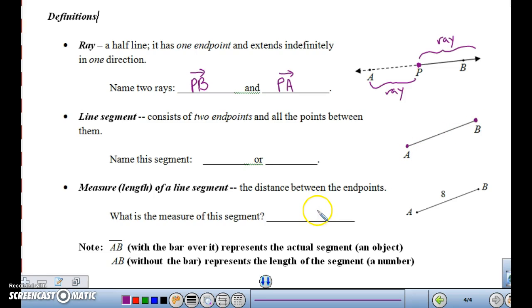So to name that this is a segment, you put the two endpoints down. You can say AB with just a single line over the top, no arrows, or BA. It doesn't matter the order, because remember, it's just naming the endpoints of the segment.